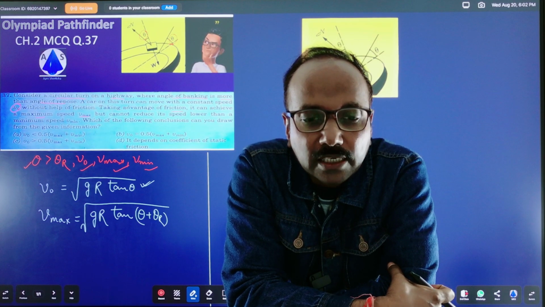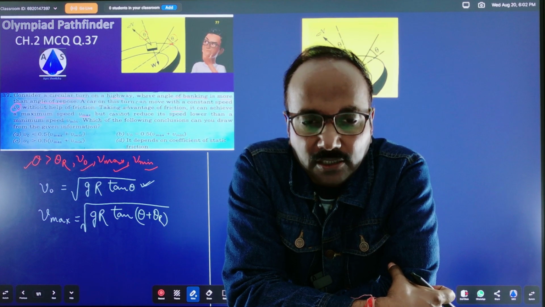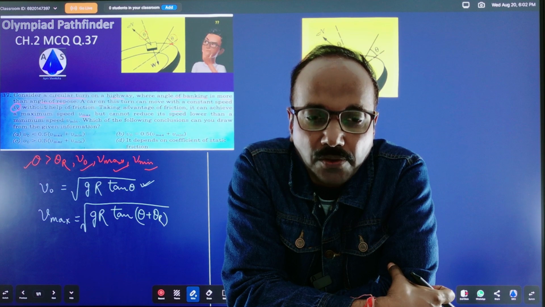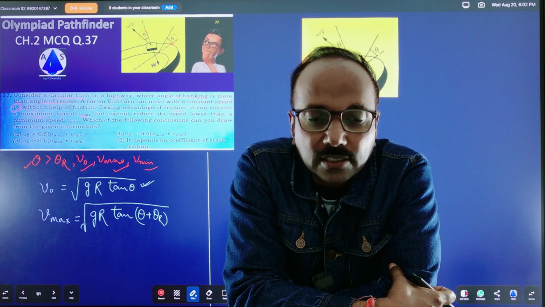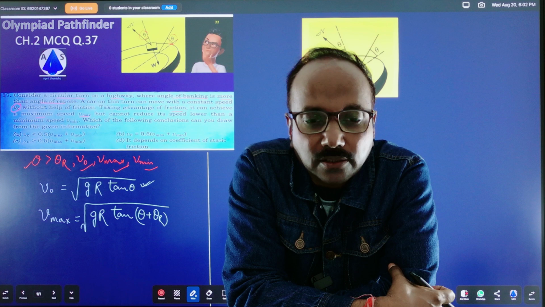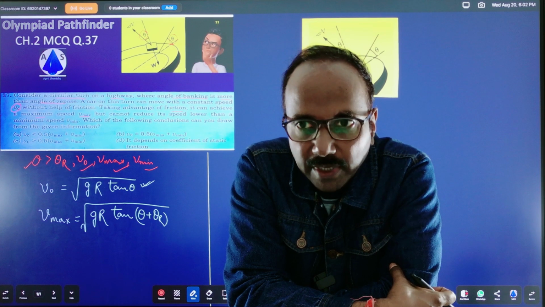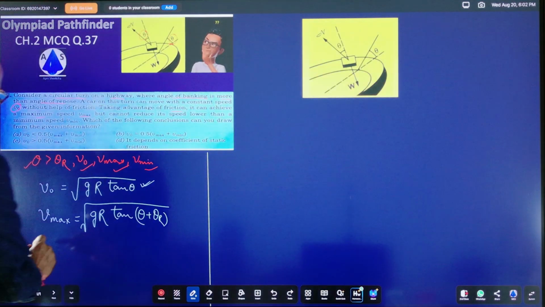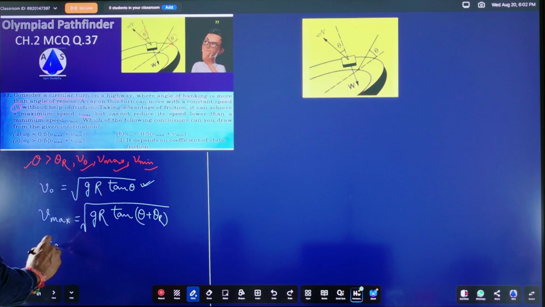You can only reduce the speed to a limit, till the time no sliding happens. And that is the speed that is called V min, V minimum. And V min we know is given by this equation.